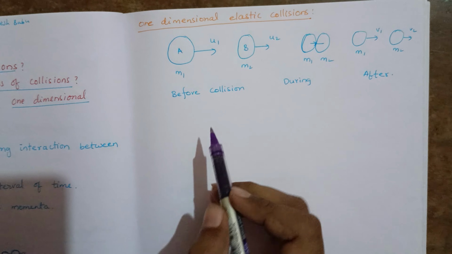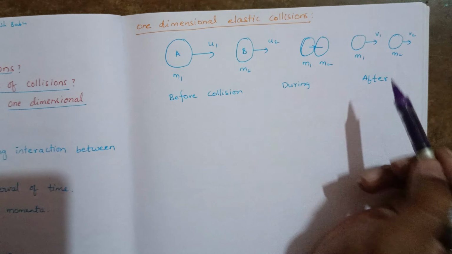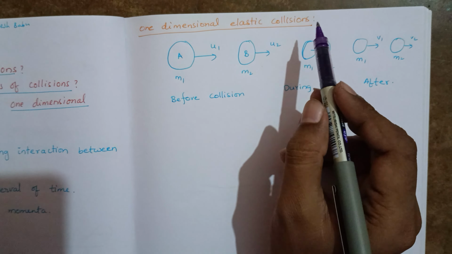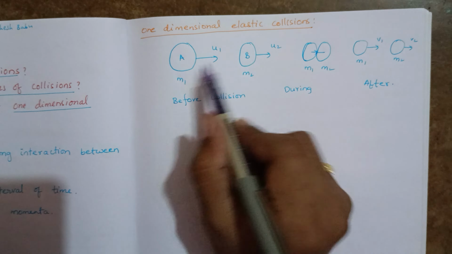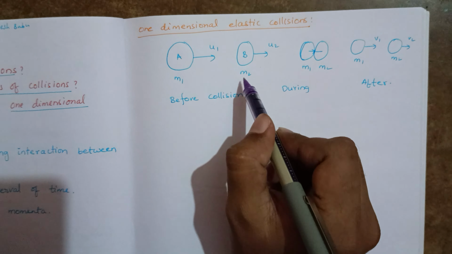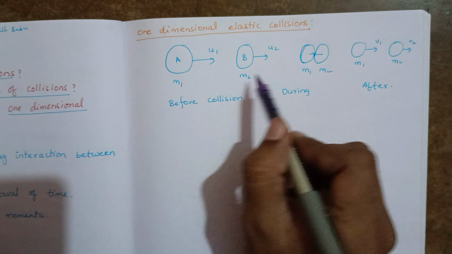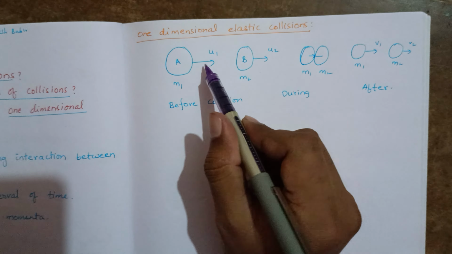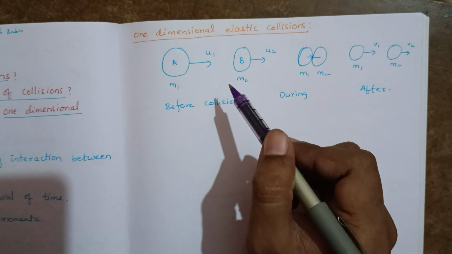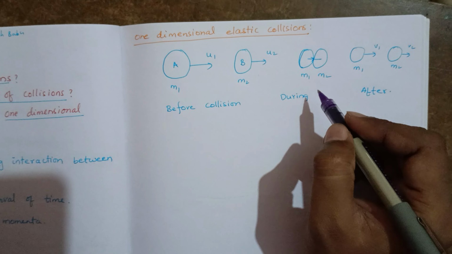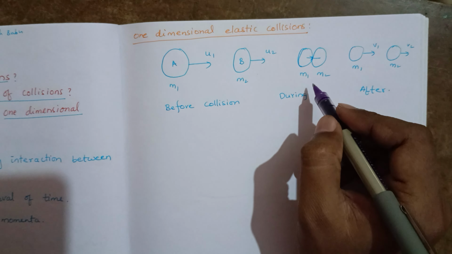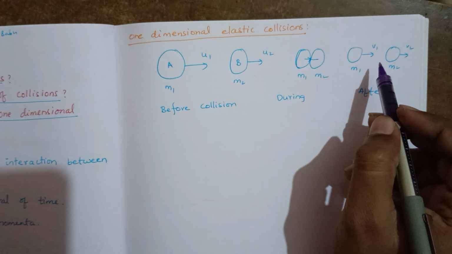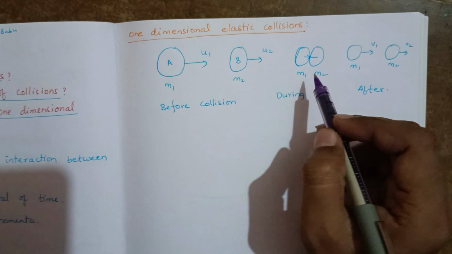Now, next, one-dimensional elastic collisions. Now we will consider two bodies of masses m1 and m2. Body A has mass m1, body B has mass m2, moving with their initial velocities u1 and u2. Now they collide. m1 and m2 collide. After that collision, they are moving and their velocities are changed.